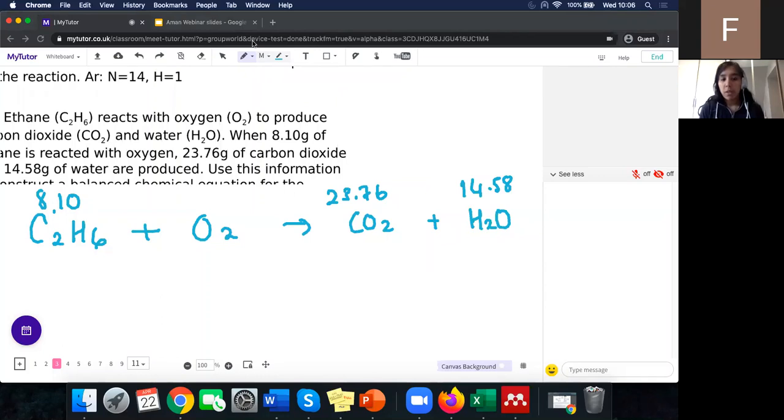Someone's just asking me, if you only work out the answer of the equation, how many marks can you get? You can probably only get 1. In a lot of the mark schemes, they won't give you marks for just getting the equation. You have to be able to work out using the moles and the masses.